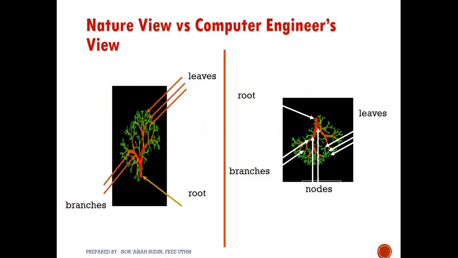From the left, you see a picture of a nature view of a tree. Normally we have roots, branches, leaves and so on. However, in the computer engineering view, from the top to the bottom, you have the root, the branch, node and leaf. This is the nature view versus the computer engineering view.